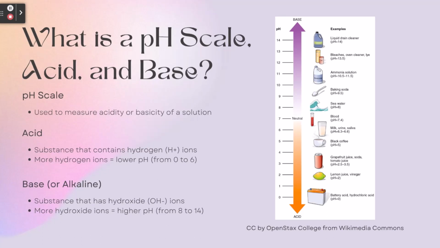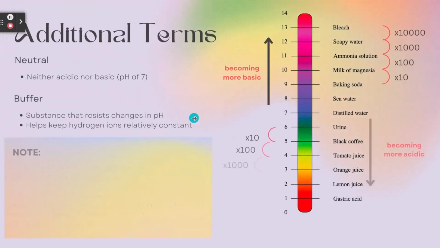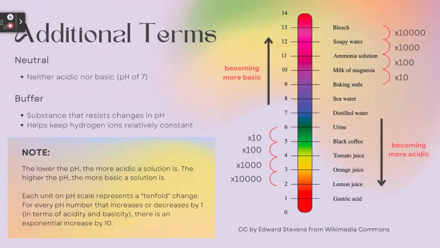A base, also known as alkaline, is a substance that has hydroxide ions. The more hydroxide ions there are, the more basic something will be, and it will have a higher pH number which ranges from 8 to 14. So here I have some additional terms. So if a solution is neutral, this means that it is neither acidic nor basic, and it will have a pH number of 7, which over at the scale over here, it is at the middle.